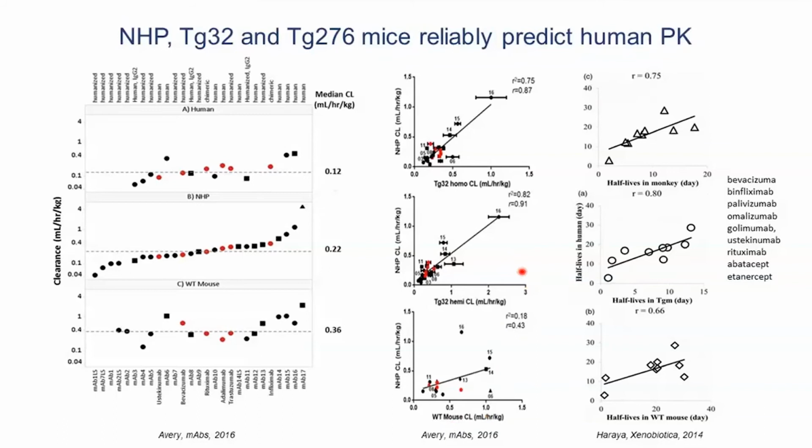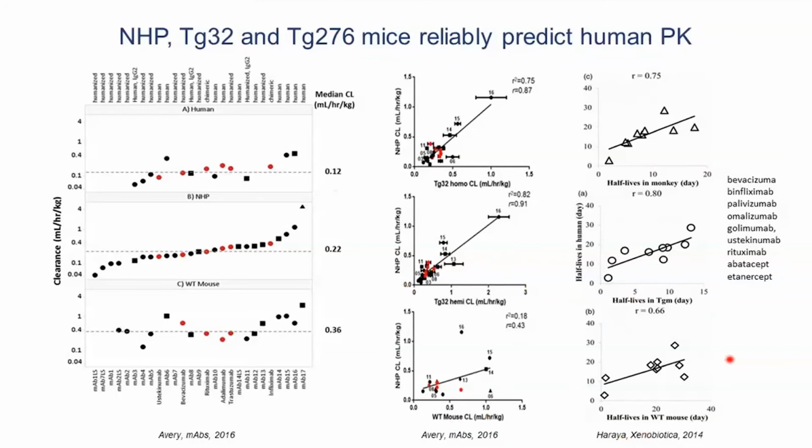So the take home from that is the TG32 mouse does well to yield data that lines up well with a non-human primate, which is the gold standard for PK prediction in humans.